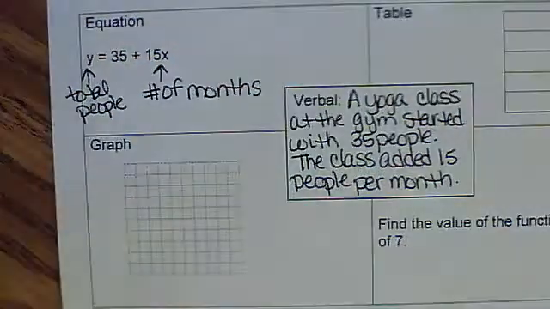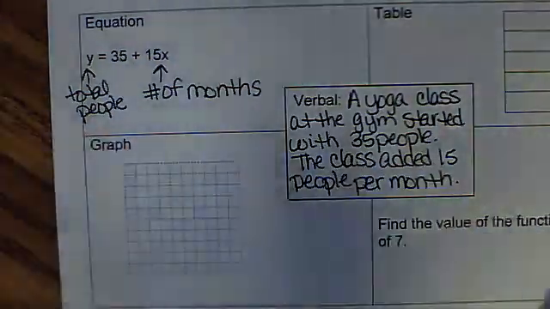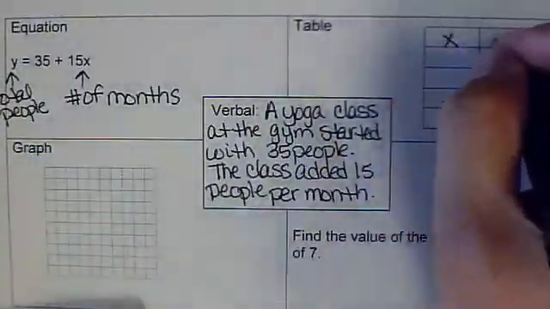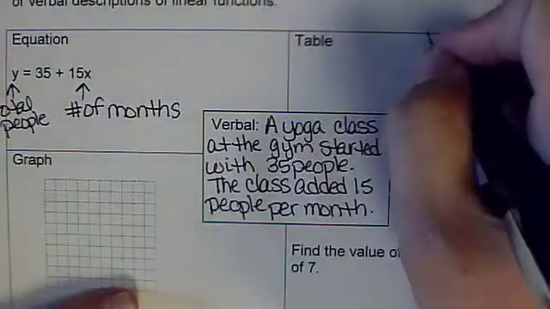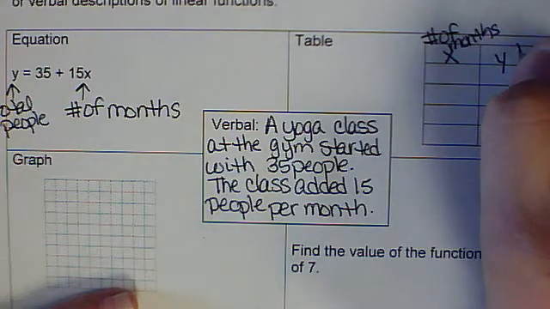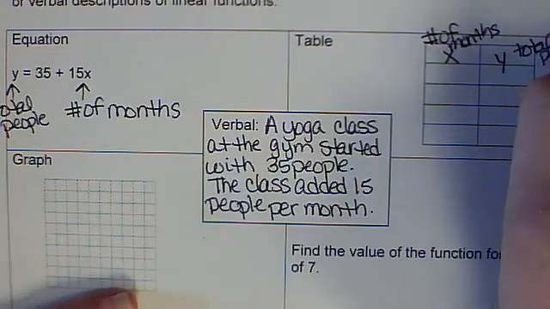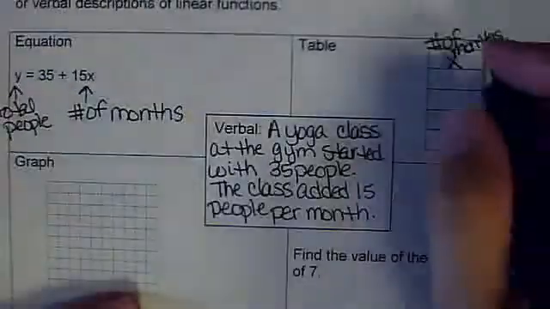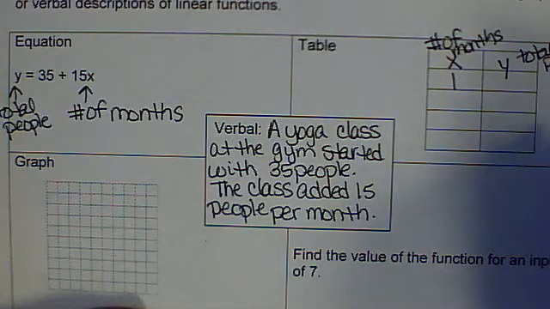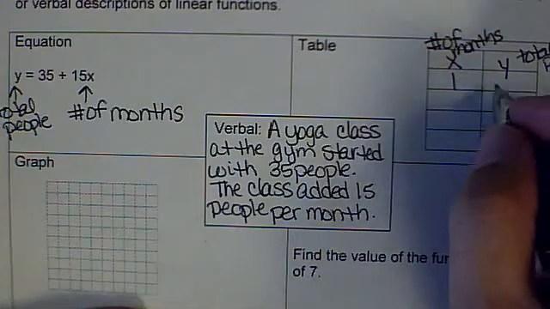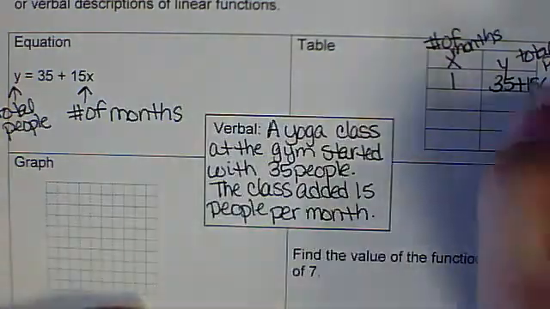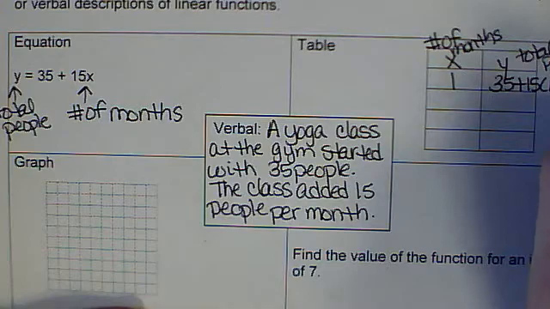Okay. Now, the reason why that comes in handy for us to do it there is so that when we do our table and our graph, it's easier. Now, remember, your table is x and y, so I'm going to put x and y there. X was number of months in this problem. Y was total people. Okay. So at 1 month, there were the 35 people that started there, so after a month, it's 35 plus 15 times 1. You'll notice I just plugged the 1 into that equation, and if you use your calculator, that comes out to be 50 people.